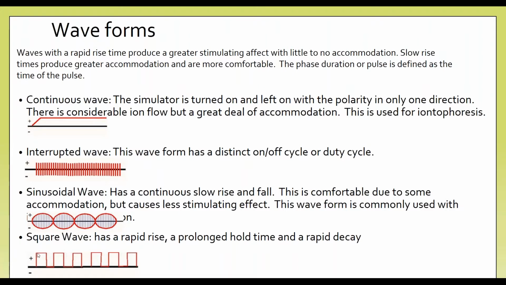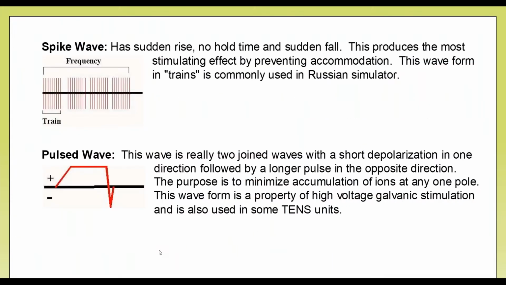You have very little accommodation with this, so you're actually facilitating the muscle more, getting more motor units reacting to it. Sinusoidal has one frequency going here, like 4,000 hertz, another frequency going here, 4,100 hertz, and it causes a lot of accommodation, so it would decrease more like the high intensity or the high frequency pain control, 80 to 120 hertz.